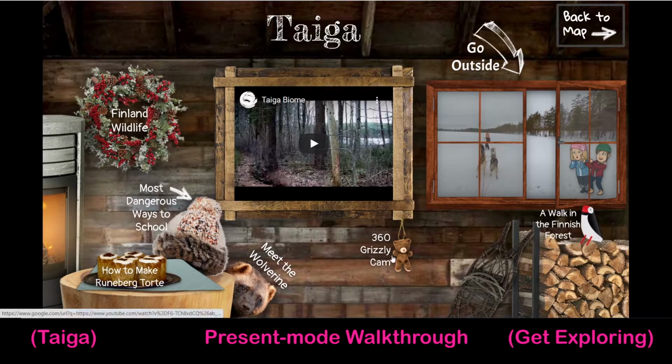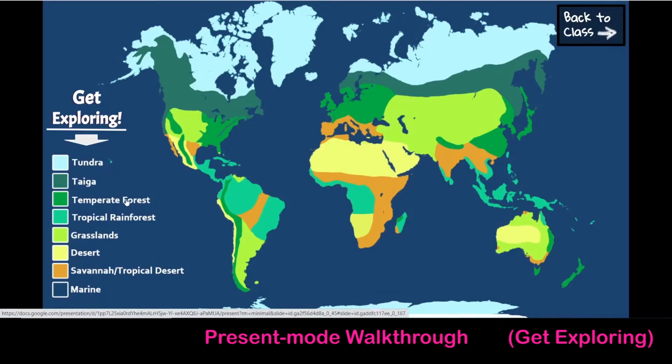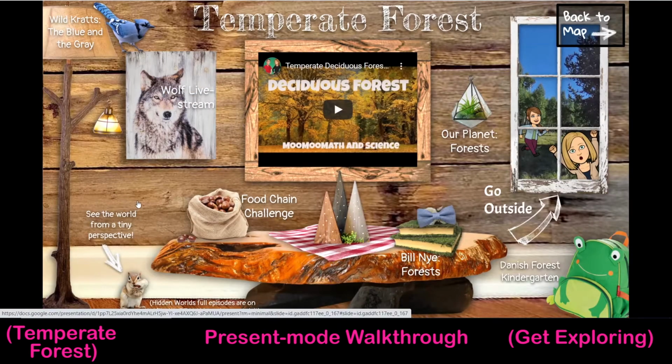And there's another one here where you're up in a tree. You can look around in 360 while there's a grizzly down there. I'm just going to click through these real quick to show you the content. It's all pretty good stuff. Got some Bill Nye, some games, some Wildcrats episodes.